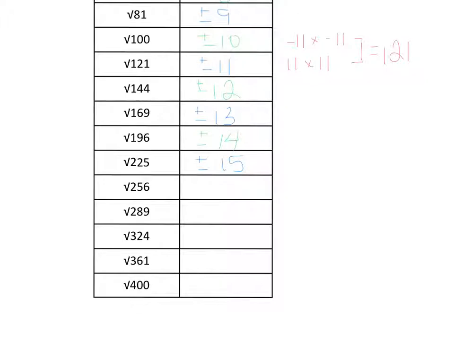Square root of 256 is positive or negative 16. Square root of 289 is positive or negative 17. Square root of 324 is positive or negative 18. Square root of 361 is positive or negative 19. And the square root of 400 is positive or negative 20.